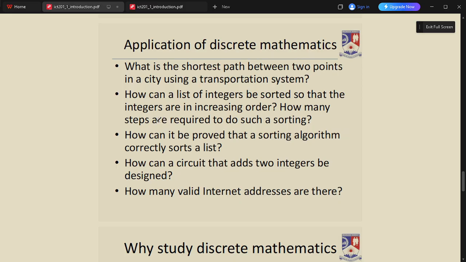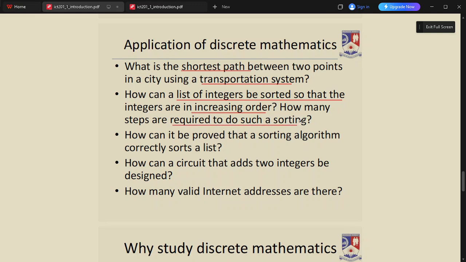Here are some other reasons or applications of discrete mathematics. Discrete mathematics can be used to find the shortest path between two points in a city using a transportation system. It can also help you list integers to be sorted so that the integers are in increasing order, or how many steps are required to do such sorting.